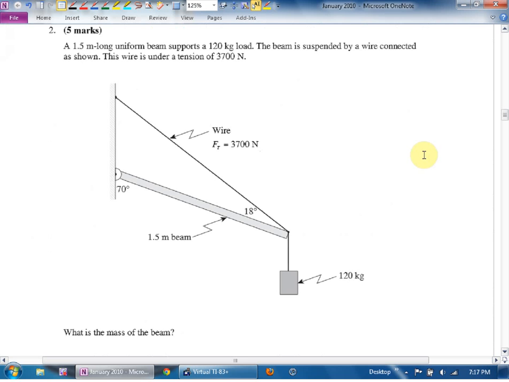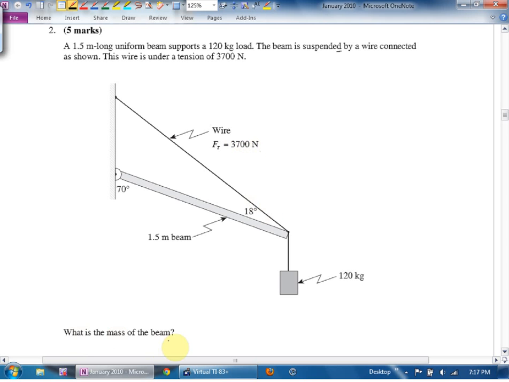What topic is this? Can you glance at the diagram and tell me what we're going to be doing here? Darn right, it's going to be torque. Okay? Let's read the actual question. A 1.5 meter long beam supports a 120 kilogram load. The beam is suspended by a wire connected as shown. The wire has a tension of 3,700 newtons. What's the mass of the beam?